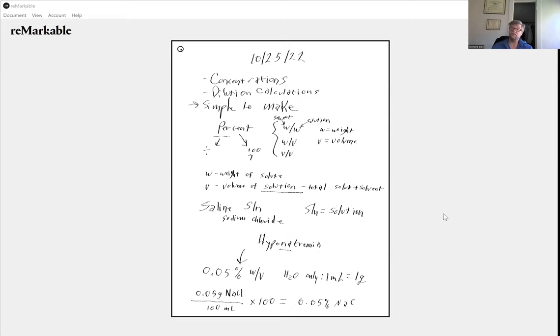And that's it. A very simple calculation, very simple thing to do. Horrible in chemical calculations. Now, at low concentrations, this works well. The volume, you always take the volume to be 100 milliliters and the weight in grams.